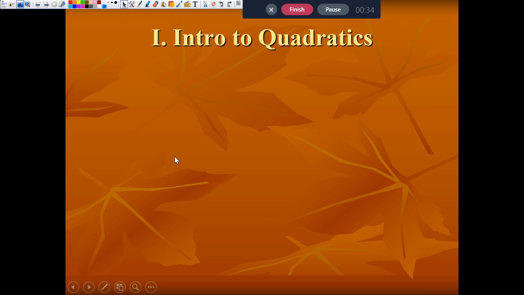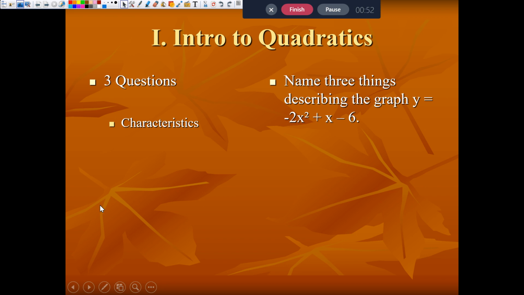So, there will be 3 questions on the Intro to Quadratic Notes. So, you can go back to your Intro to Quadratic Notes. There will be 3 questions that go along with that. This has 100% to do with characteristics. Okay? So this one's asking you to name 3 things described in the graph. Y equals negative 2x squared plus x minus 6.